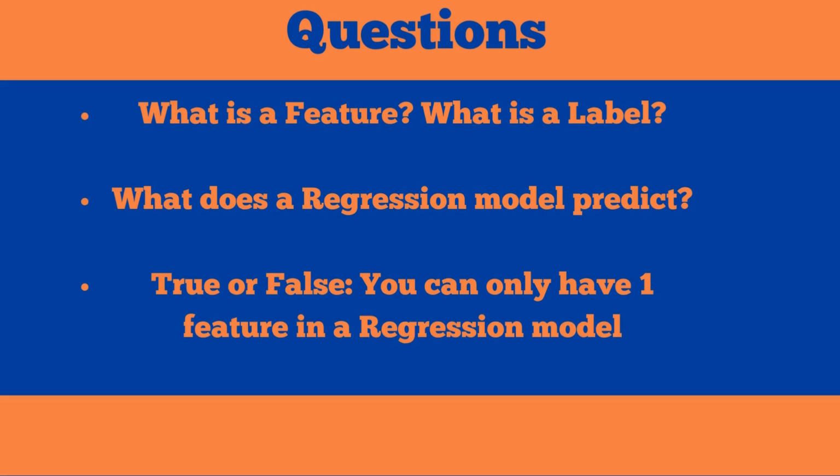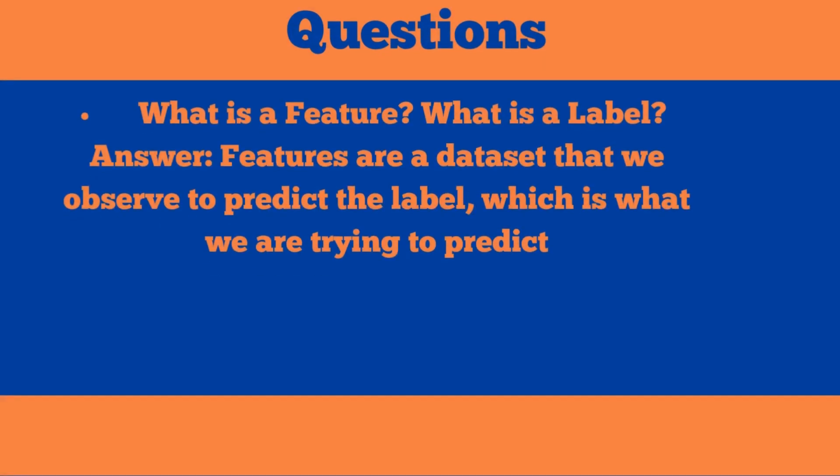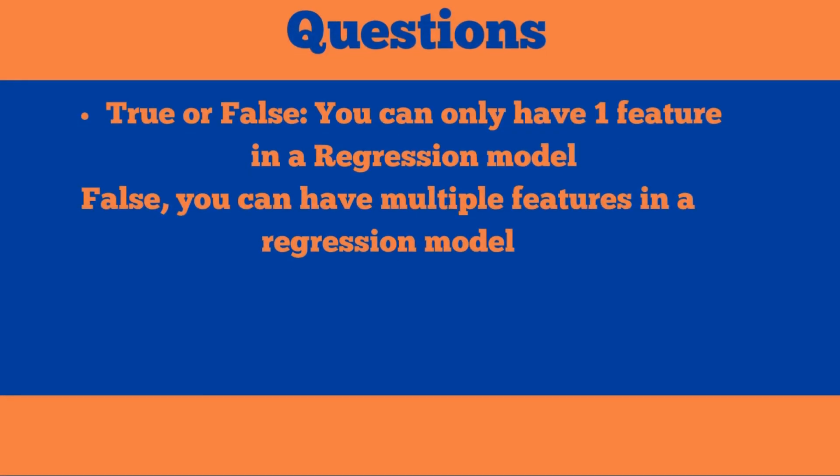Now, I'll be revealing the answers. For the first question, features are a dataset that we observe to predict the label, and the label is what we are trying to predict. For the second question, a regression model predicts numeric values. Numeric values are basically numbers. And for the last question, the answer is false. As shown earlier in the football player example, multiple features can be used in a regression model.